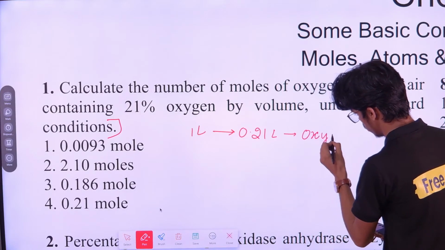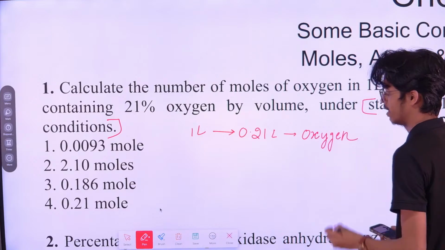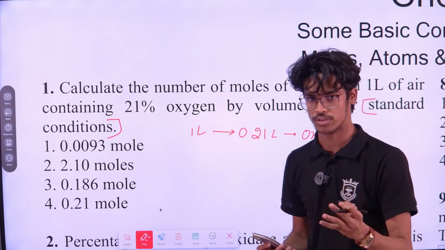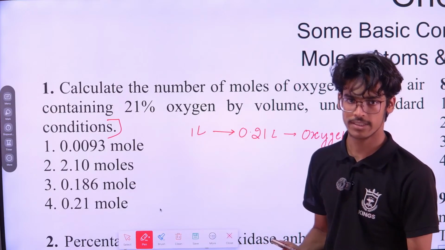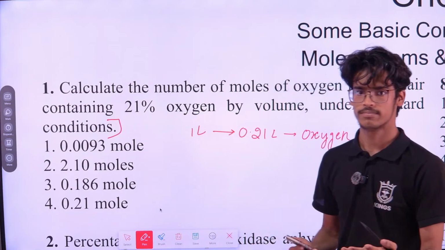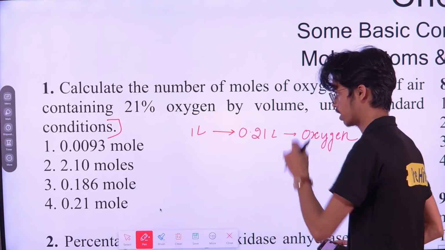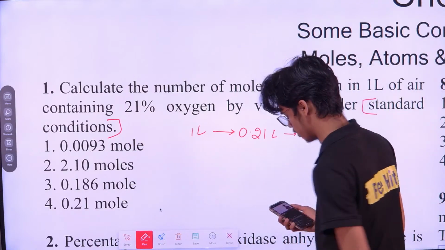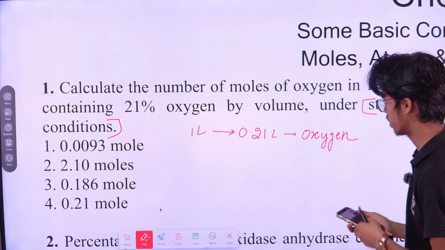Now, what do we need to do? This is the volume of oxygen. Look, there are 3 ways to find moles. First, from the number of particles. Second, from the weight of the substance given, and third is the volume itself. And I have asked you, what is the importance of this standard condition that is given? Can you tell me in the comment section?